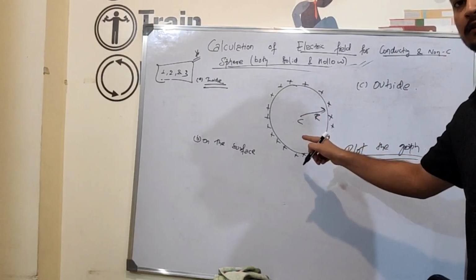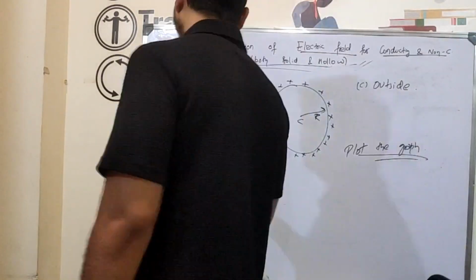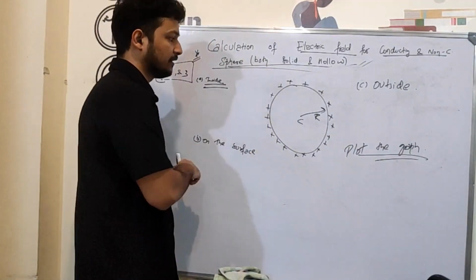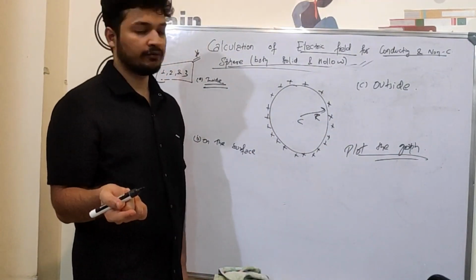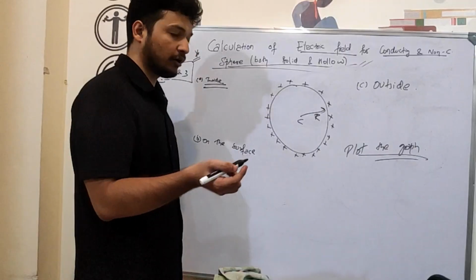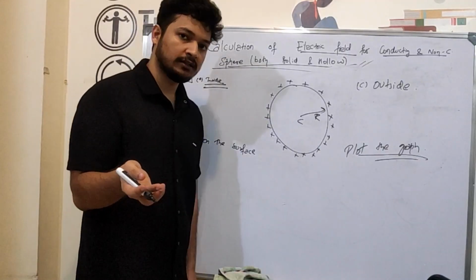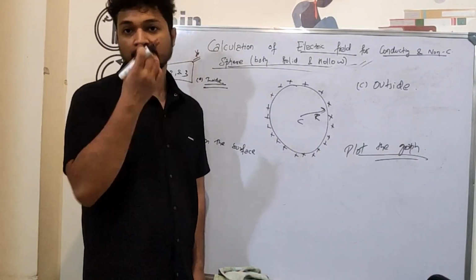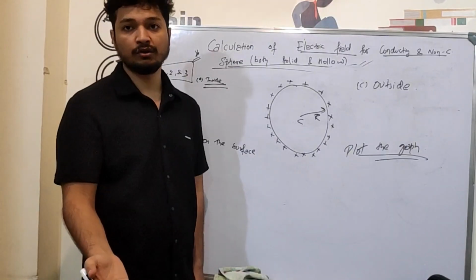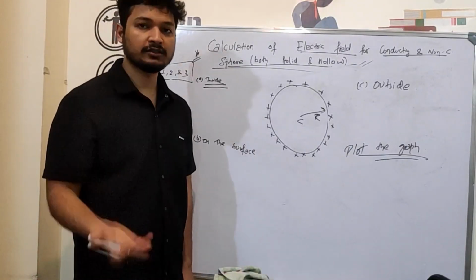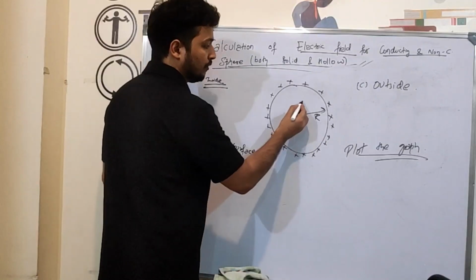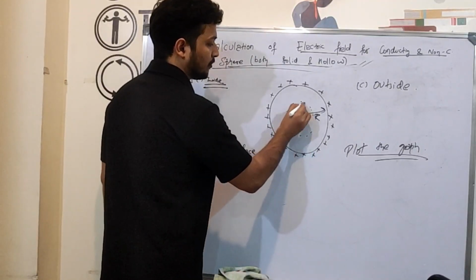Okay, let's calculate the electric field for inside. How are we going to calculate electric field for the inside? I already told you we are going to apply the basic principles. The first basic principle will be Gauss law. And how do we apply Gauss law? The first basic thing is we are going to draw a Gaussian surface.